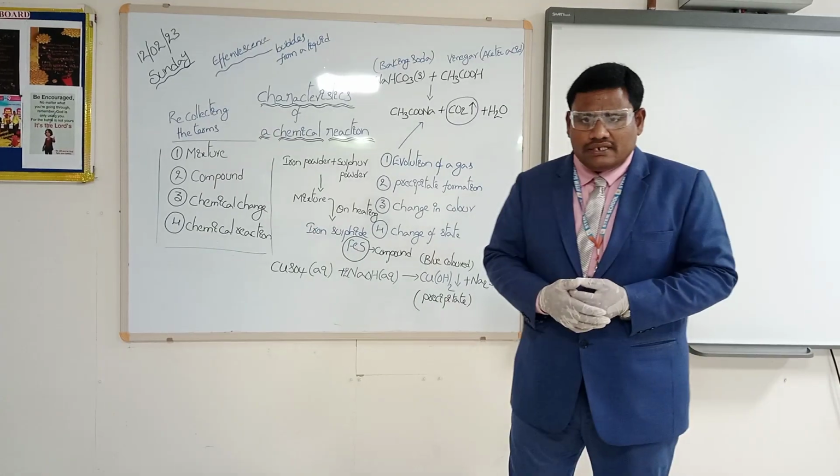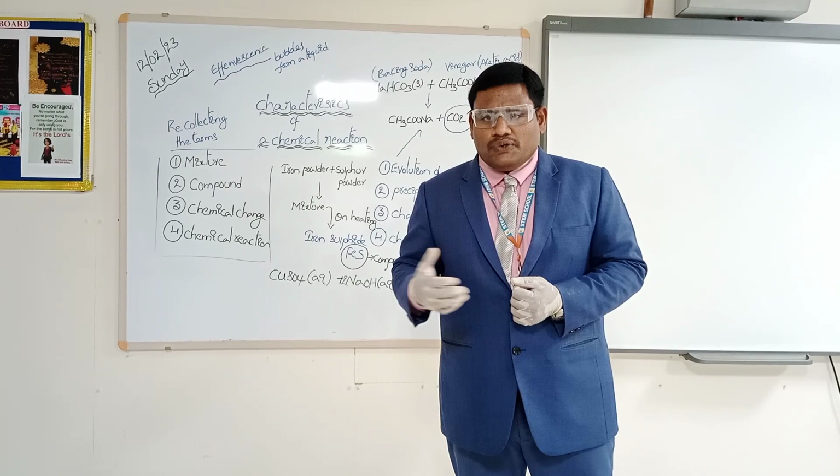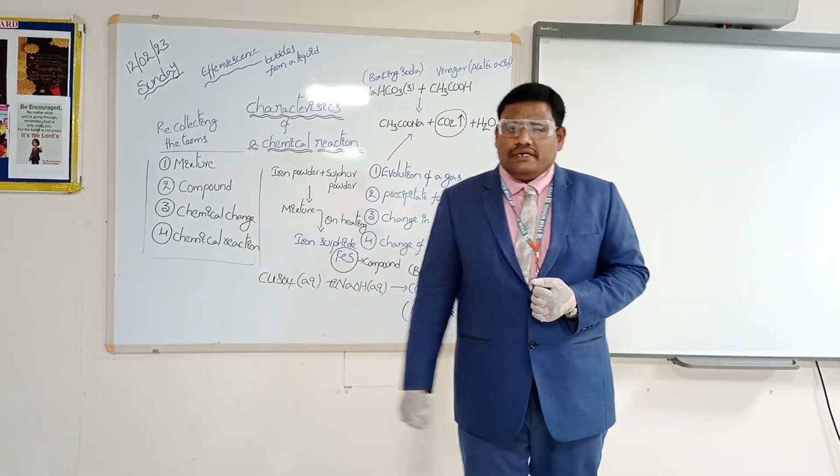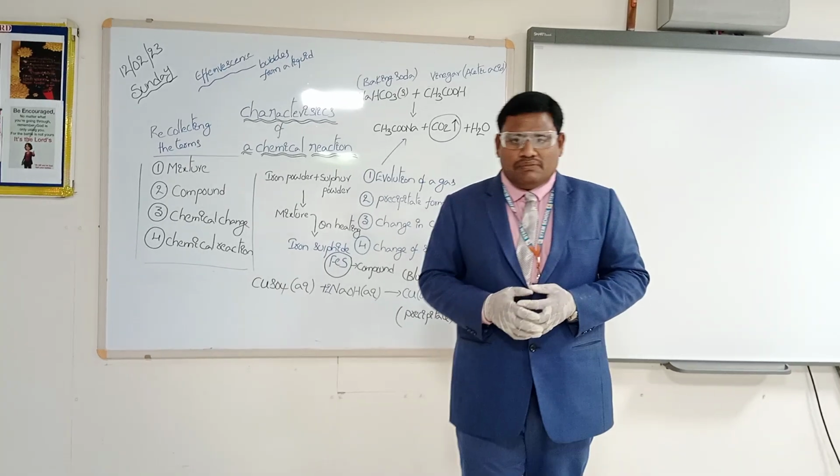And change of state: if you are adding two gases like ammonia gas and HCl gas, hydrogen chloride gas, we are getting a solid, that is ammonium chloride. So all these are the characteristics of a chemical reaction.